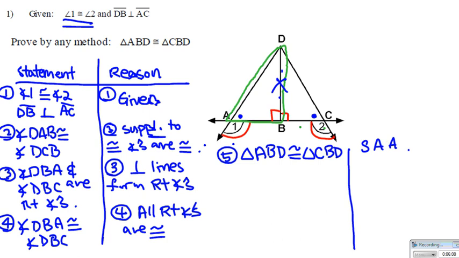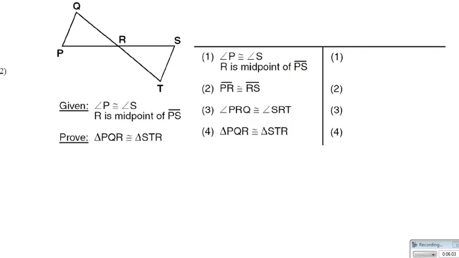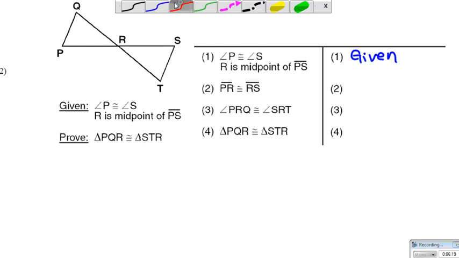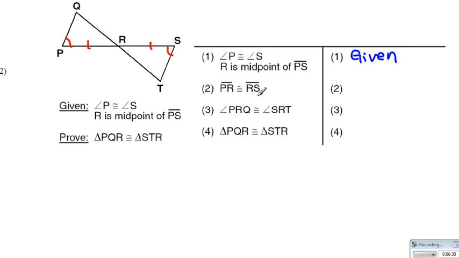Let's move on to number two. Number two is something where you have to fill in the blanks. As you can see, this statement is given here. So we're going to write down the word given. Now, here we have angle P is congruent to angle S. That's one condition. And then since R is the midpoint of PS, we get to realize, yes, PR is congruent to RS. Now we'll be looking for the third angle.